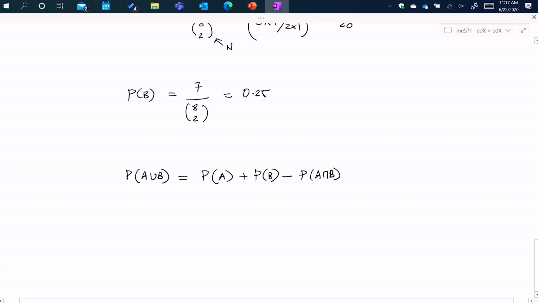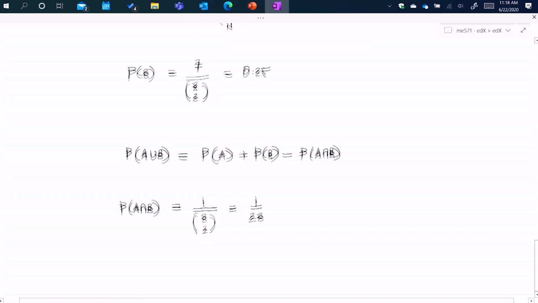Now, what is the probability of A intersection B? For the number of ways in which I can pick both king and queen of spades, there's only one way. I don't have any choice at all. There's only one way I can pick them out of a total of 28 ways I can pick 2 cards. There's only one possibility for me to pick both king and queen of spades. So that's 1 over 28.